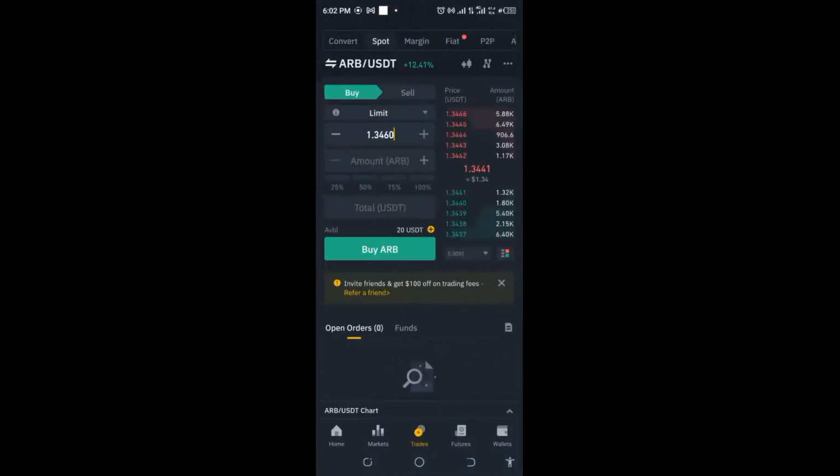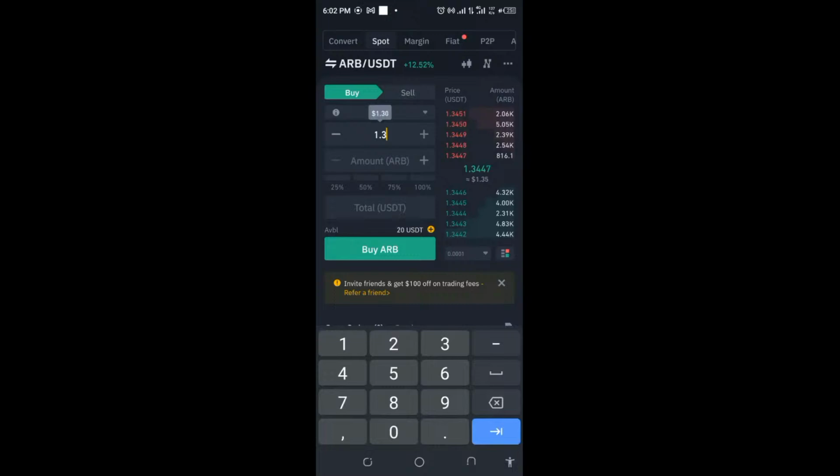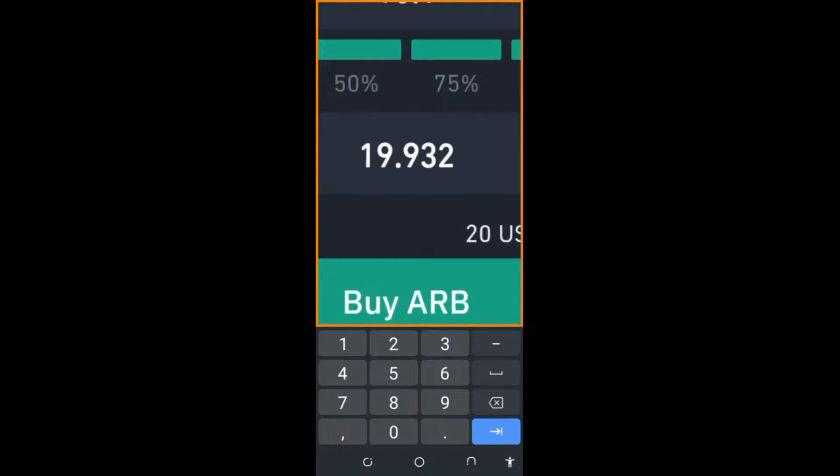Let's do a quick simulation. So currently the price is at 1.34. I'm going to take this down to 3.2. Right, and then I would pick up the entire 100. Well, it's not picking up everything though. It's just picking up 19.93, but that's fine.